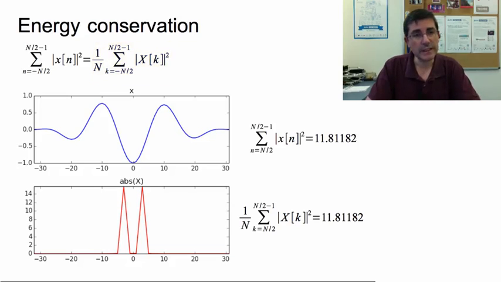So here we see an example. We have a time domain signal. We do the energy calculation, and we get this value 11.8. And if we do the same thing in the frequency domain, in the square of the absolute value, we sum and then divide by N, we get exactly the same value.